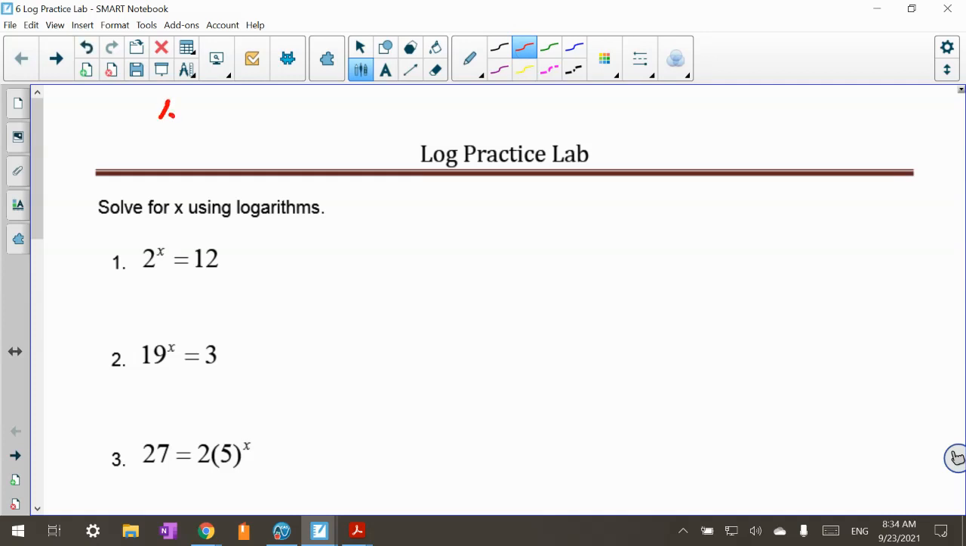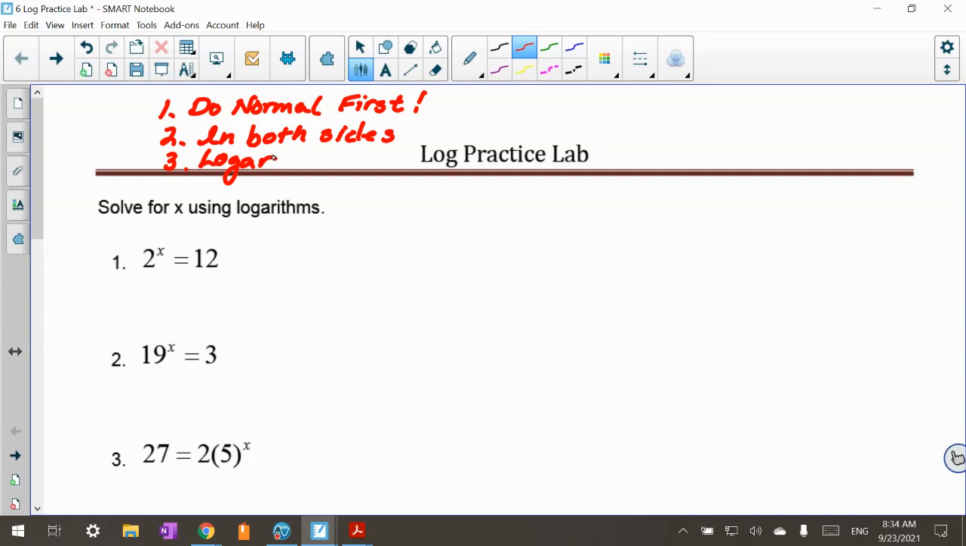So the first thing I always tell everybody is to do normal math first. And what I mean by that is to actually add, multiply, divide, everything that you've done normally. And then when you can't, you're going to natural log both sides. When you natural log both sides of your equation, you're going to be able to use the log rules. And then you're going to use your logarithm rules to solve. Okay, so let's do the first one.